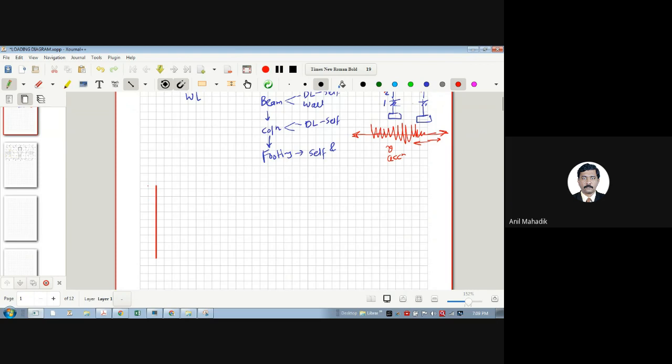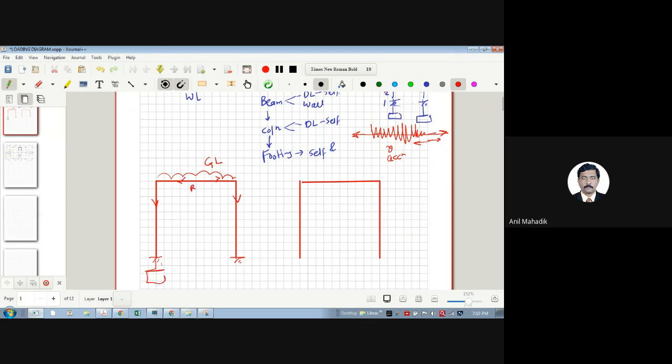So there is one case which is nothing but gravity case. Let's take one case, gravity, and the second one we have already discussed. So here there is a vertical load, gravity load, let's say. All of you know that from slab to beam it will go, and from beam to column it will go, and from column to footing it will go. So the load path is like this.